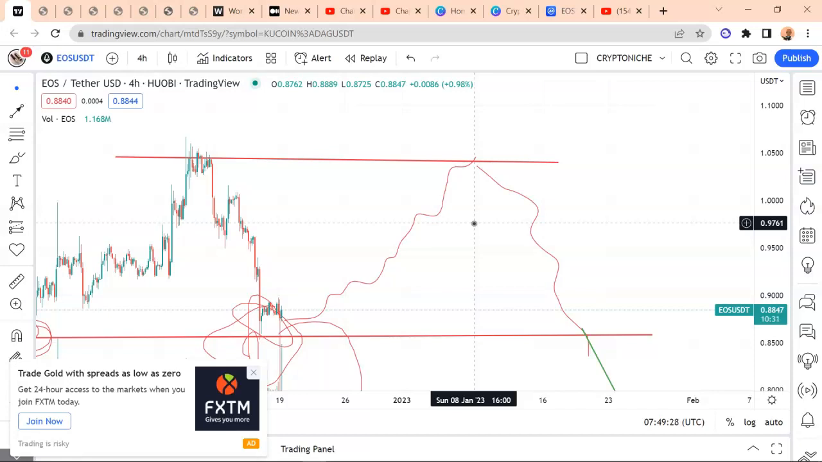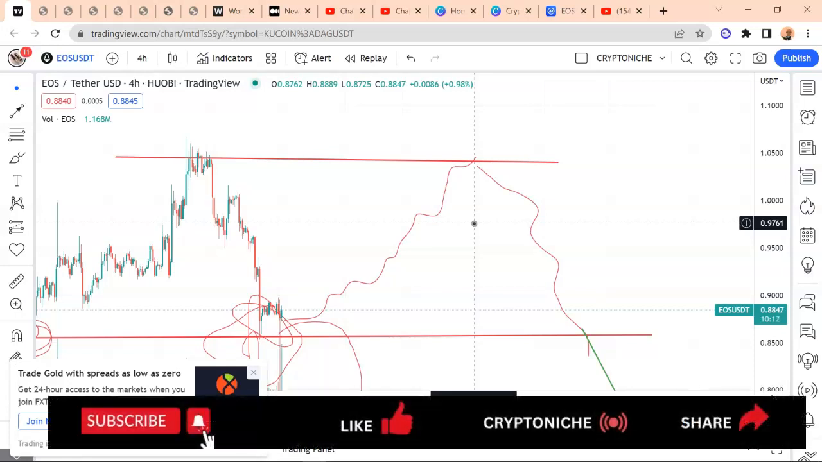I have this perspective that the market is going to experience a slow price action this week. There's not going to be a high volatility. The volatility will be somewhat low. But you have to understand this and trade accordingly.